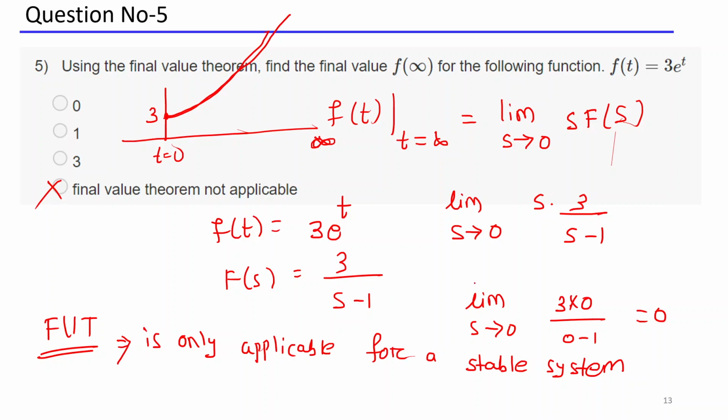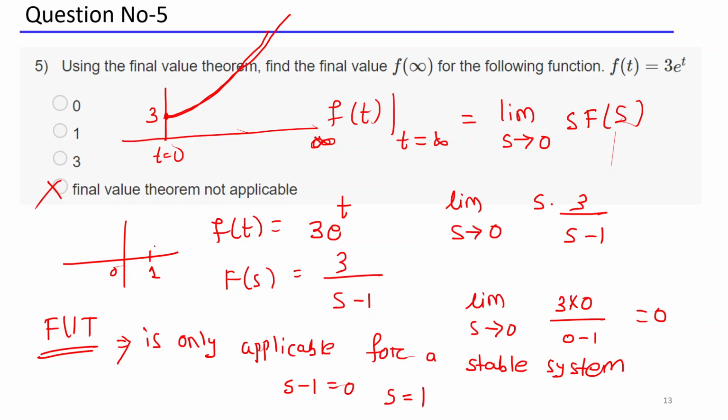Then also in the Laplace domain you can see that F of s is equal to 3 divided by s minus 1. If you set s minus 1 equal to 0, you can see that s equal to 1. Clearly the pole is on the right hand side of the s plane at 1. So this system is unstable. So the final value theorem is not applicable.